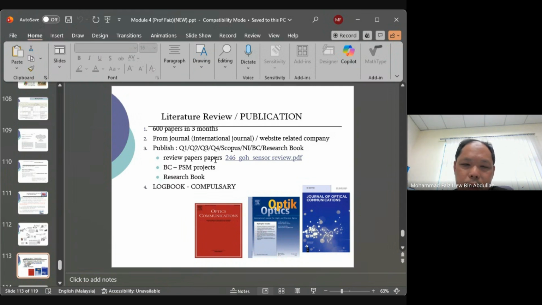Published in Q1, Q2, Q3, Q4. Q1 is very difficult, but I think if you are in 3rd year, you should be able to. Usually when you are a 1st year student and want to publish, you can go for Scopus or Q4 papers. As you move up to 2nd year, you can target Q3, Q2 papers, and when you go to final year, you should be able to have Q2 and Q1 papers.